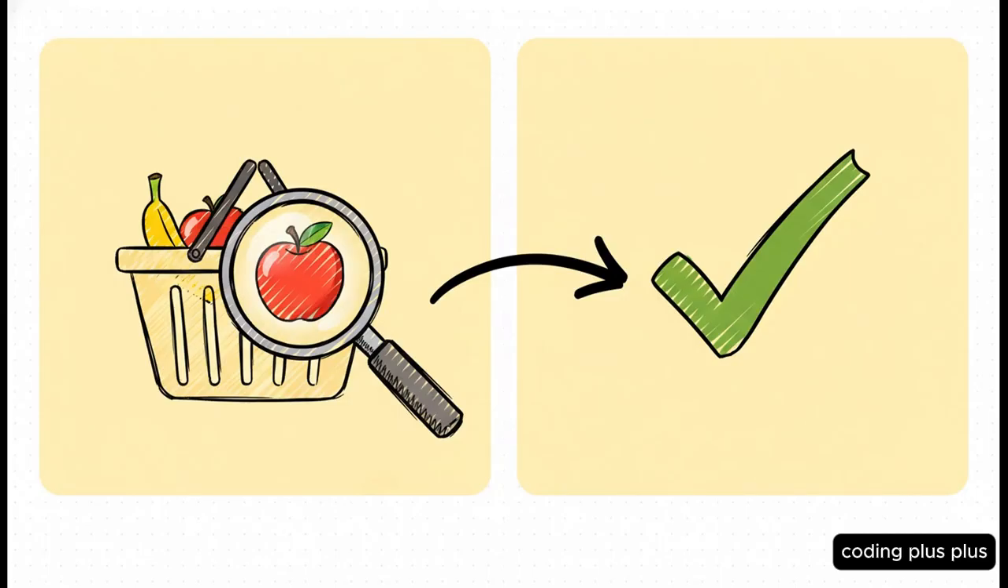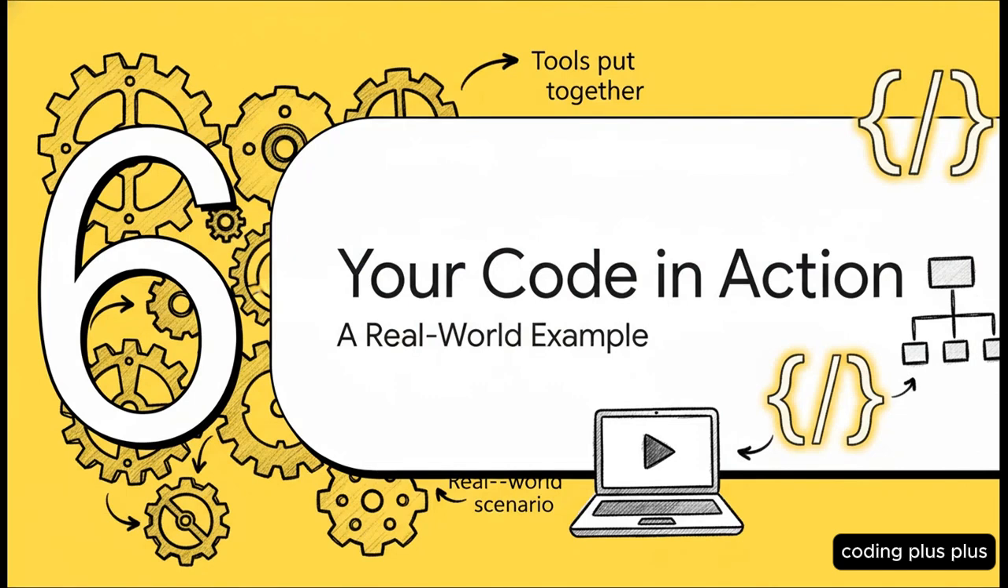Have you ever needed to check if something is inside a list? The in operator makes that incredibly easy. Here, we're just asking, is the string apple inside our list called fruits? And since it is, we get true. You can imagine using this all the time, like checking if a username is already in your database. So handy.